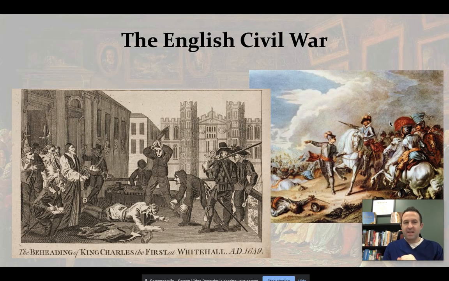So the wealth is on the side of the king. But you have the Merchant Marines, you have the Navy, and you have that Protestant work ethic that's enabled a much wealthier middle class to be part of the Roundheads. So you have the Roundheads against the Cavaliers. Sounds like a bad NBA Finals game.